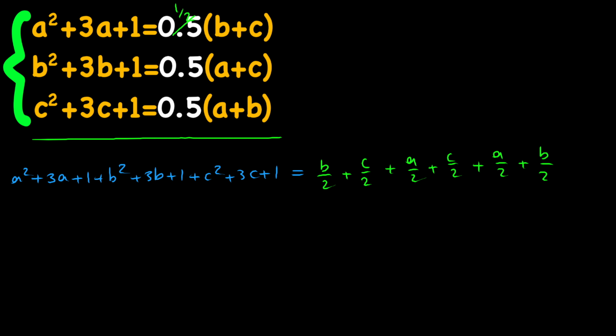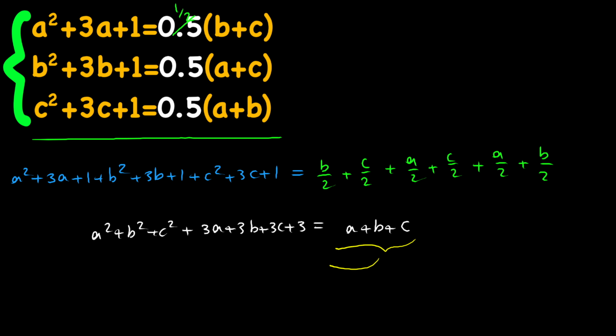Next, let's go ahead and combine like terms on both sides of the equation. So on the left-hand side, I will have a squared plus b squared plus c squared, and then 3a, 3b, 3c, and then 3. And on the right-hand side, we should have a plus b plus c. So at this point, let's just go ahead and subtract a, b, and c from both sides. So we need to move this to the left-hand side. If we do so, we should have a squared plus b squared plus c squared plus 2a, 2b, 2c, and plus 3, and this should equal 0.